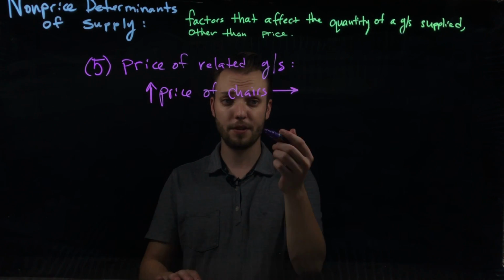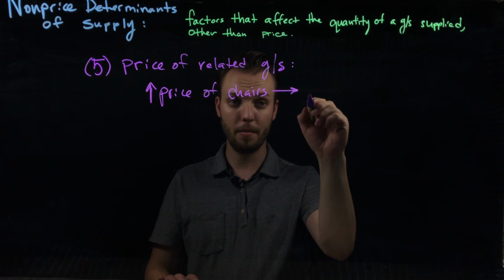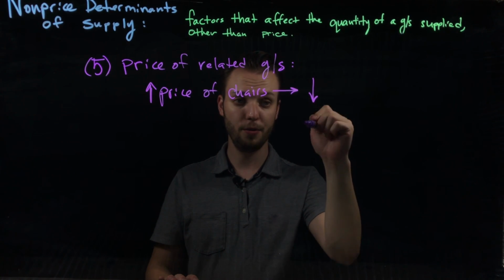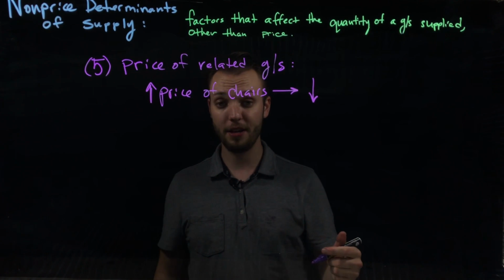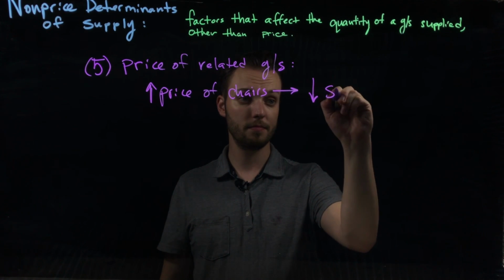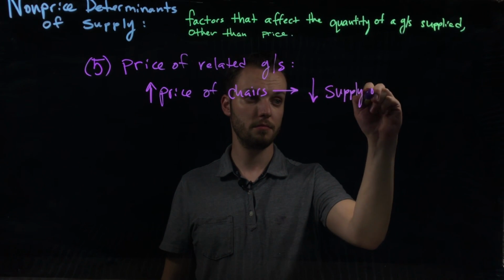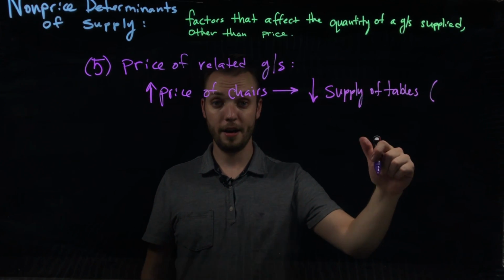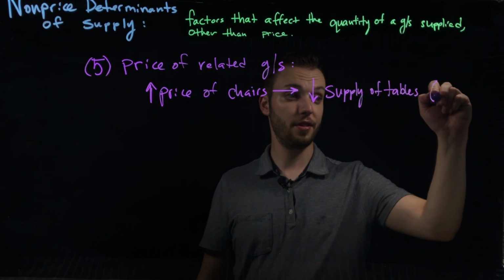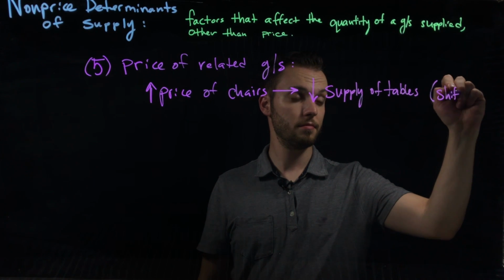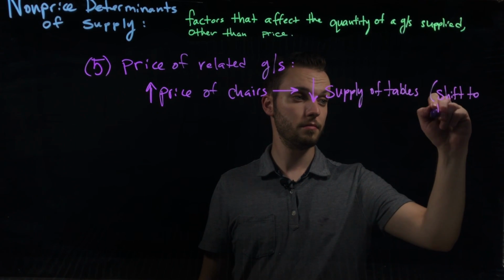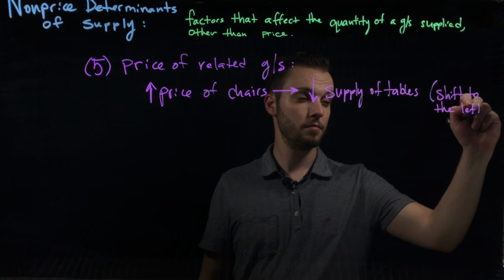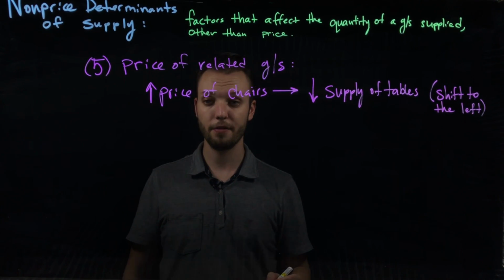So this increase in the price of chairs we might expect to correspond to a decrease in the supply of tables, or a shift to the left of the supply curve.